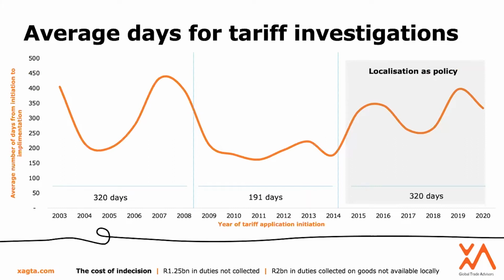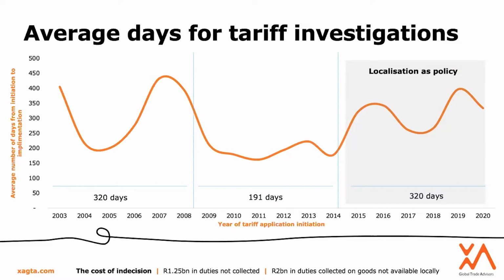So if we have a look at how long, on average, it takes for a tariff investigation to be completed. ITAC came into existence in 2003. And the vertical lines that you see are important moments that we need to consider. I'm starting from the right, moving left. In 2015, localization officially becomes a policy.